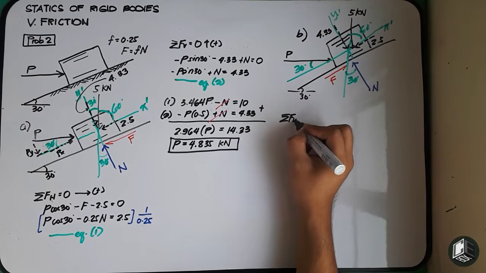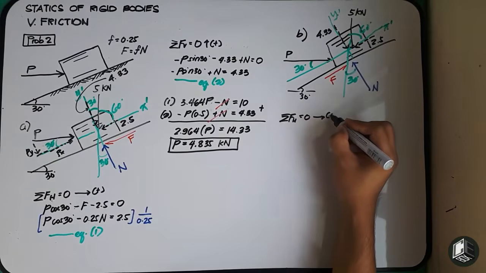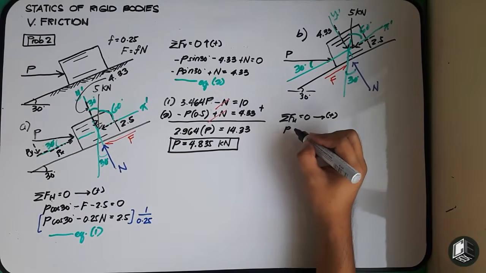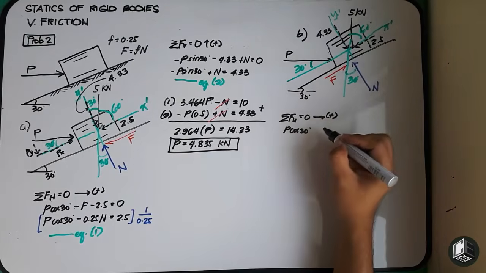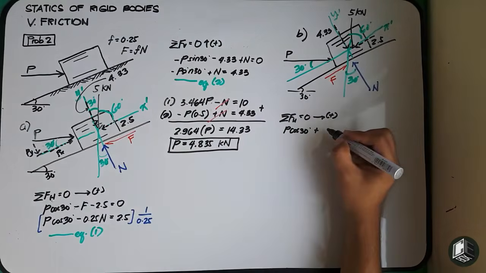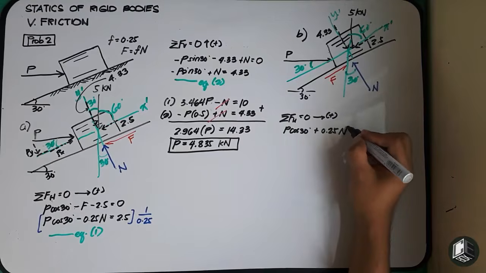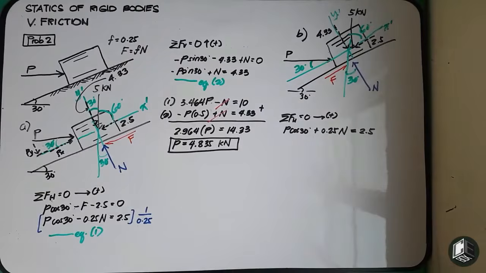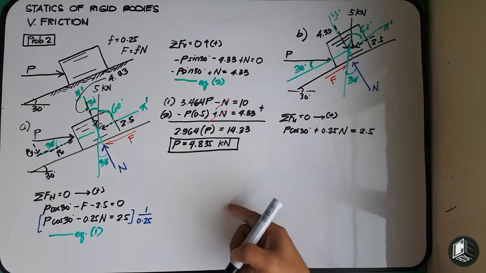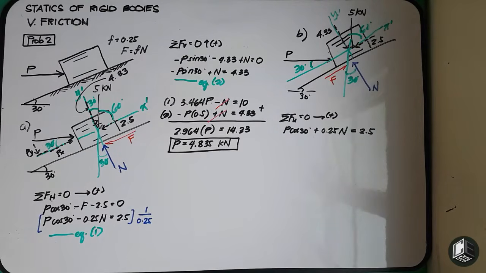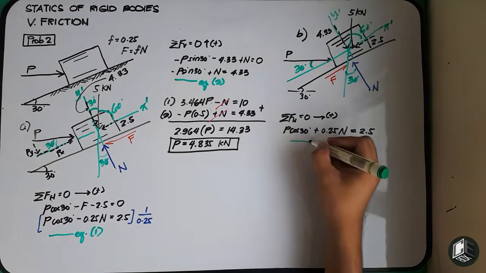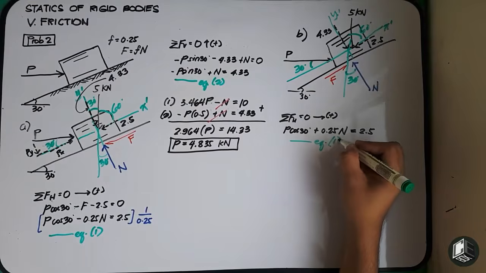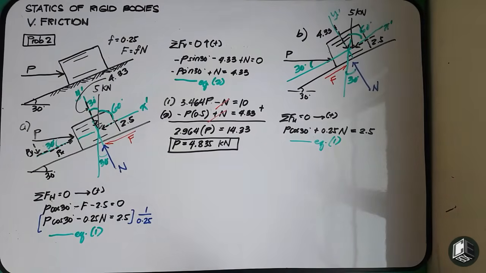Summation of forces horizontal is equal to 0. To the right is positive. P cosine of 30 degrees plus F, which equals the coefficient 0.25 multiplied by the normal force, is equal to 2.5. Now the normal force is the same, also in equation number 2. So this is our equation number 1 under letter B.